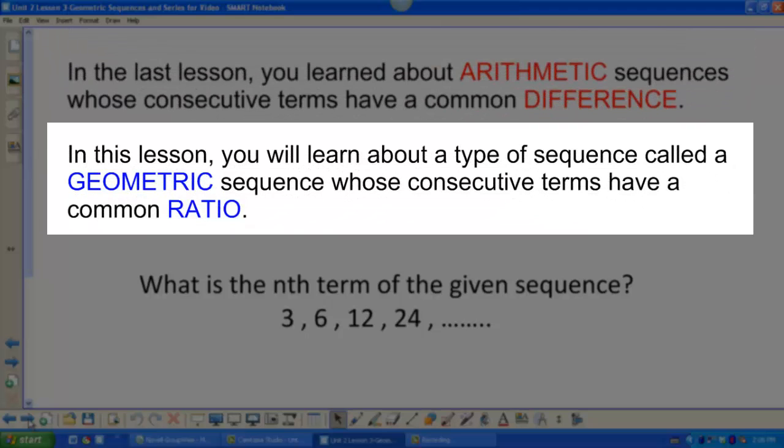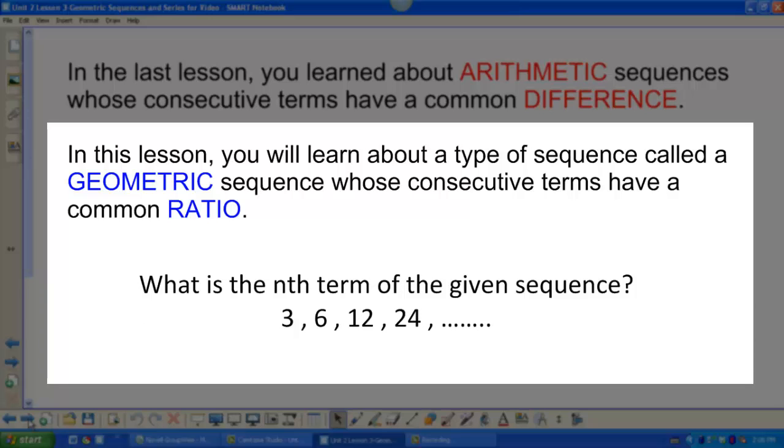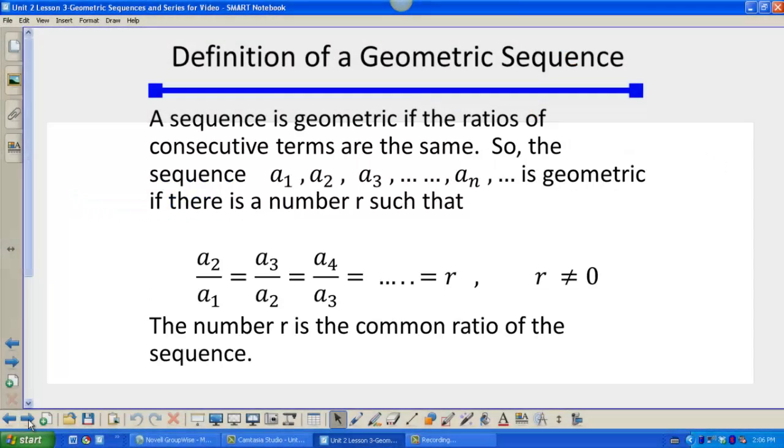Now in this lesson, you will learn about a type of sequence called a geometric sequence whose consecutive terms have a common ratio. If I asked you about the nth term of the given sequence, hopefully you'll notice that in 3, 6, 12, and 24, we are multiplying the previous term by 2 to get to the next term. Unlike arithmetic sequences where you were adding a common difference to each number, here we're multiplying by a common ratio.